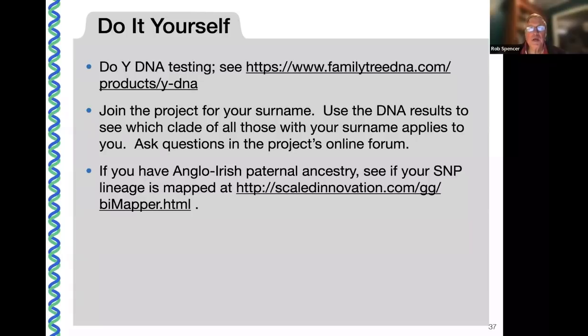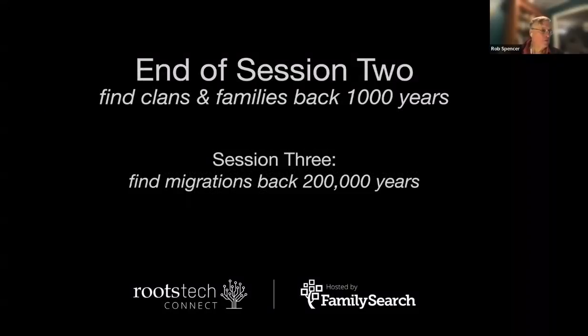It's very good. And of course, you can look at some of my tools if you have Anglo-Irish paternal ancestry. And again, it's not that I have a particular thing for Anglo-Irish. That's where the data are. I've got really good census data for them. And so that's why that focus. So do it yourself, by all means. So that's end of session 2. We're moving fast enough for everybody.